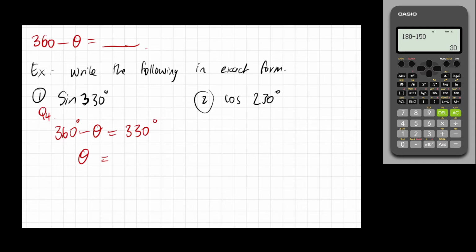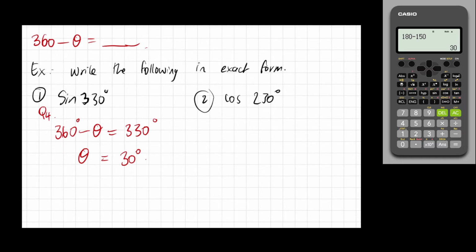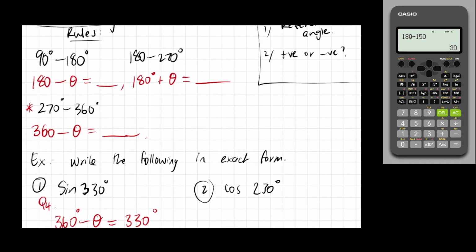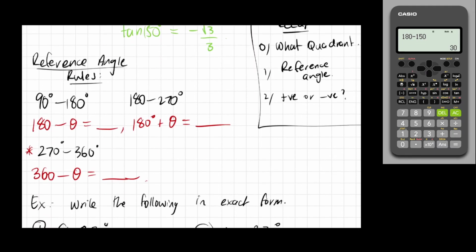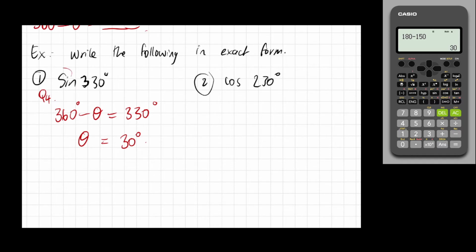Well, in this particular case, theta just needs to be equal to, well, look at that, 30 degrees as well, okay? So my reference angle is 30 degrees. So once we've done that bit, now we need to work out, well, we're looking at sine, and we're looking for our reference angle for sine of 30 degrees, okay?